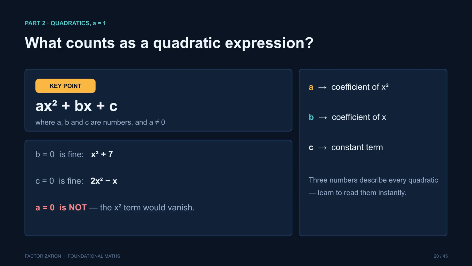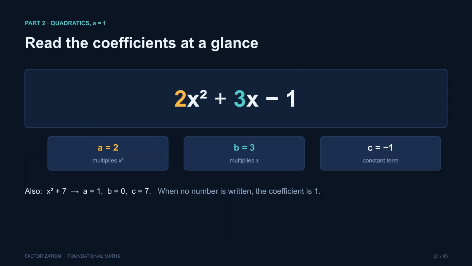The key point: a quadratic expression has the form ax squared plus bx plus c, where a is not 0. B or c may be 0, but a may not. Otherwise, the x squared term would vanish. Practice reading the 3 numbers.